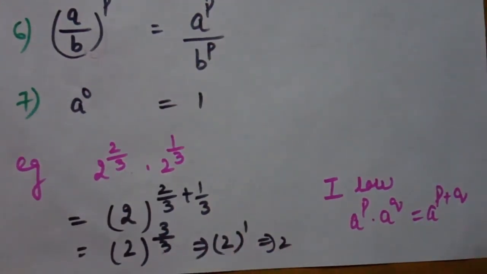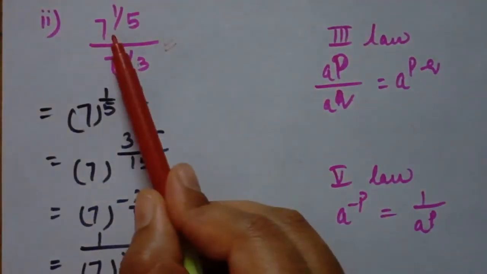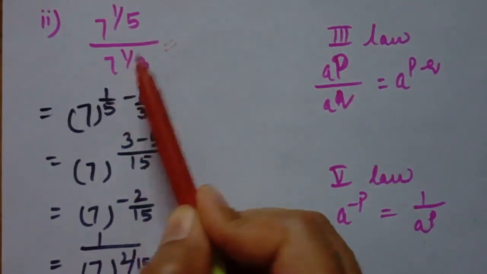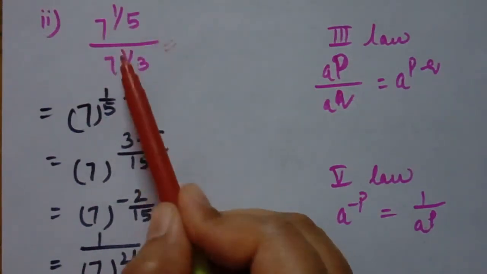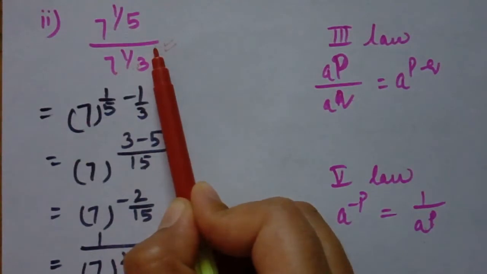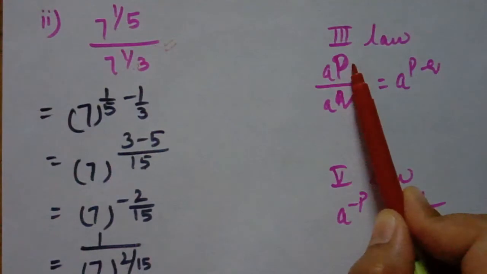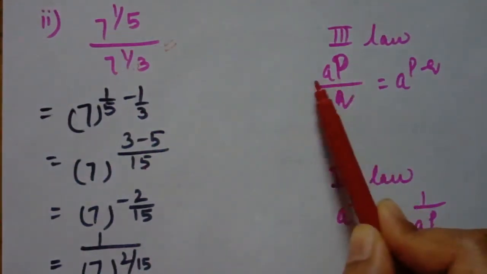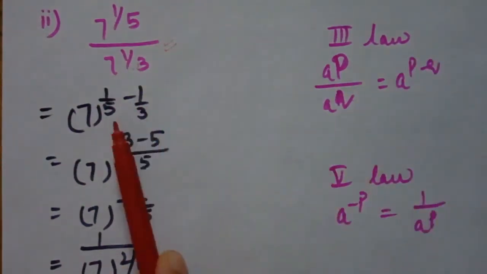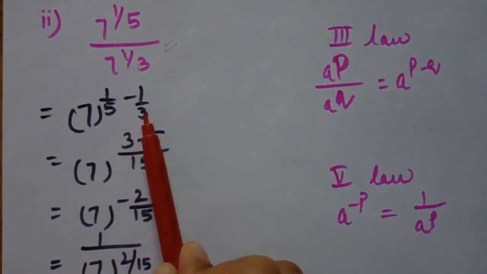I will solve some more examples. In the next example, 7 raised to power 1 upon 5 divided by 7 raised to power 1 upon 3. In this question, the base is same, powers are different, and which operation is going on? Division. So we know our third law, a raised to power p divided by a raised to power q becomes a raised to power p minus q. Same here, p minus q, 1 upon 5 minus 1 upon 3.